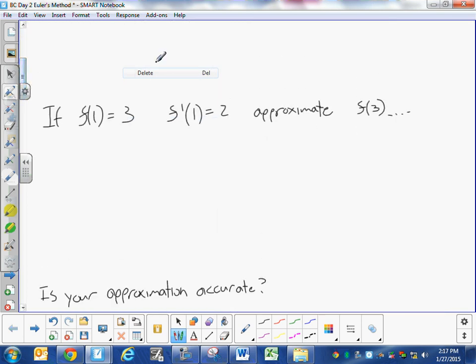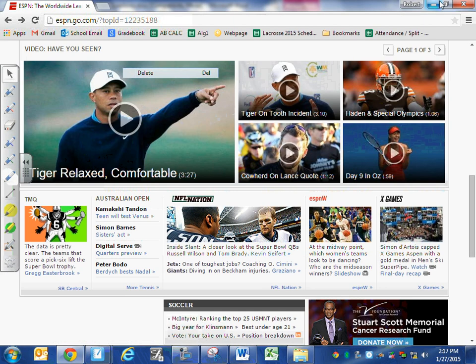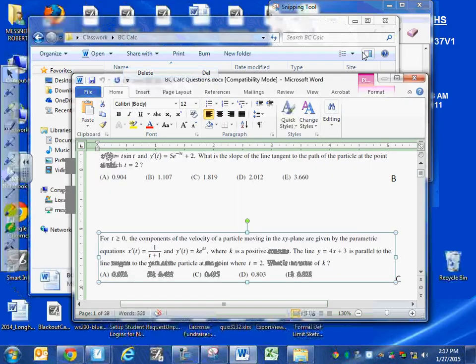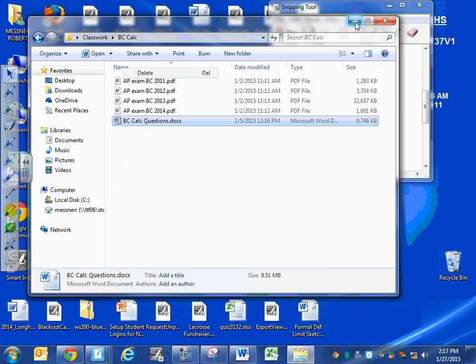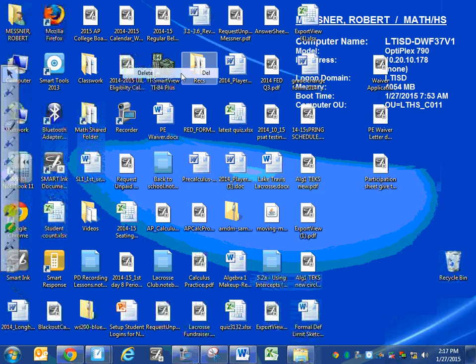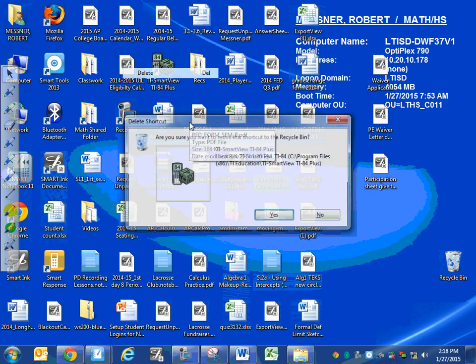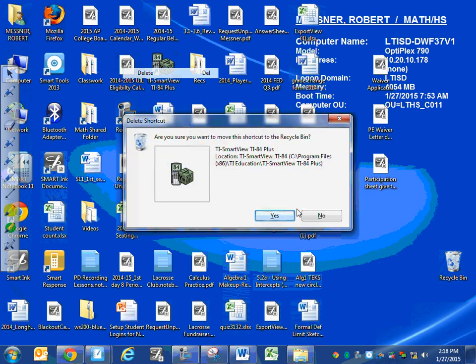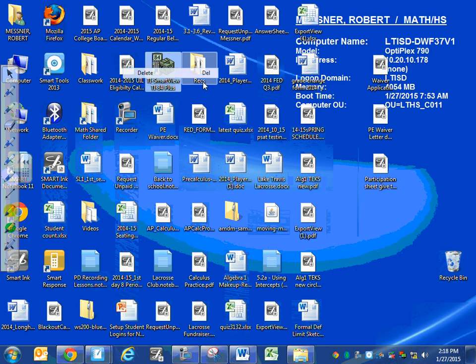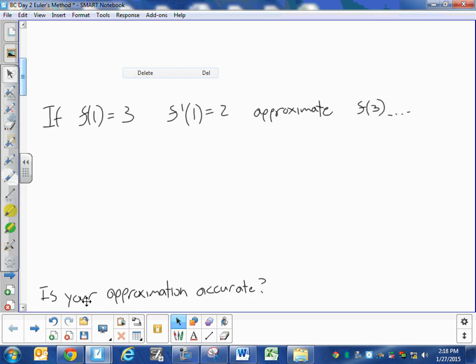Delete things, kind of like, I want to get rid of this. It's like in the computer. It's right there. I can't. So we're just stuck with it, whatever.